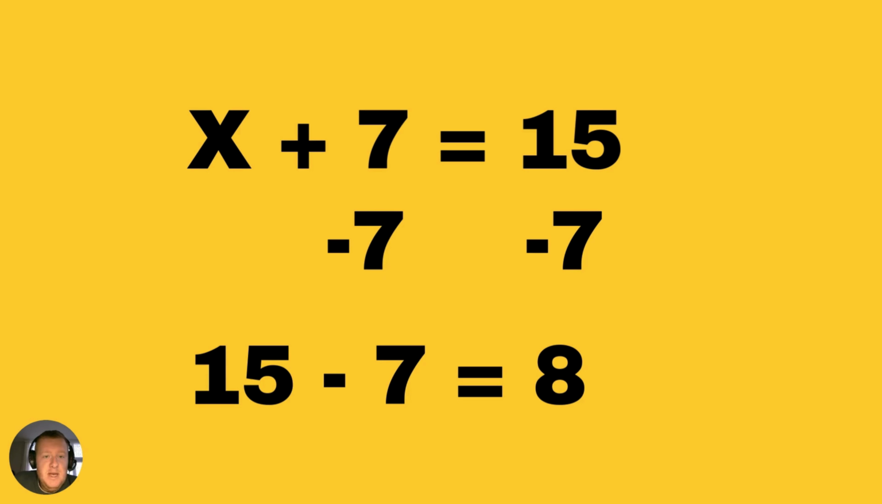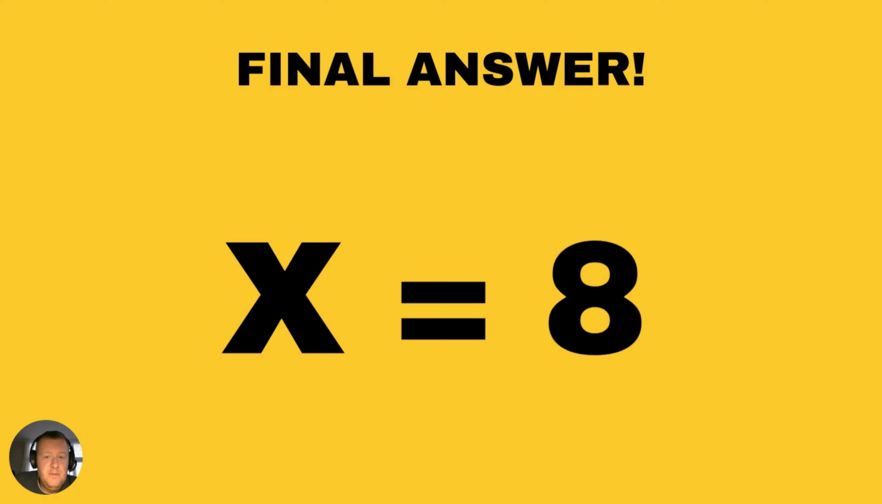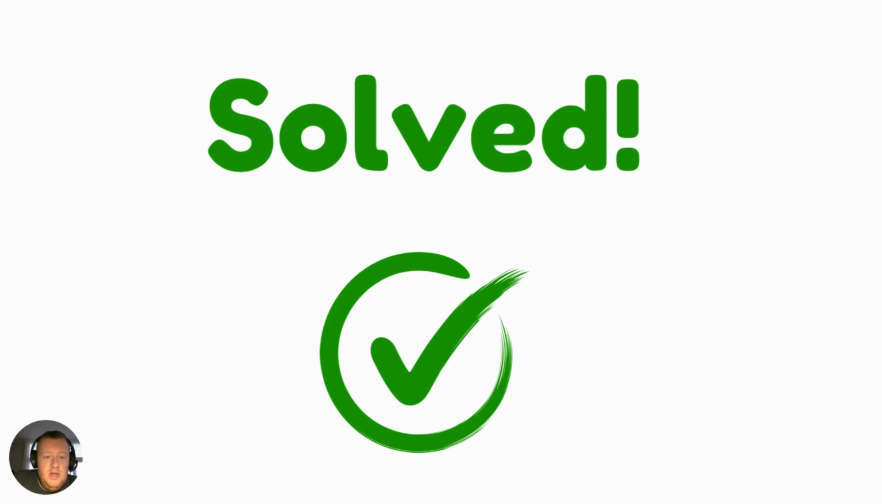x plus 7 equals 15. So if we have 7, take away 7, this is going to cancel the 7s out, leaving x by itself. And if we take 7 out of 15, this will equal 8. So the final answer is 8. So this is how we solve the equation.